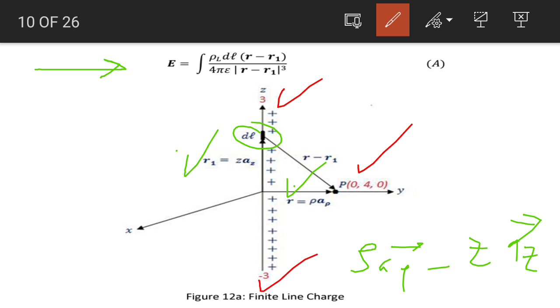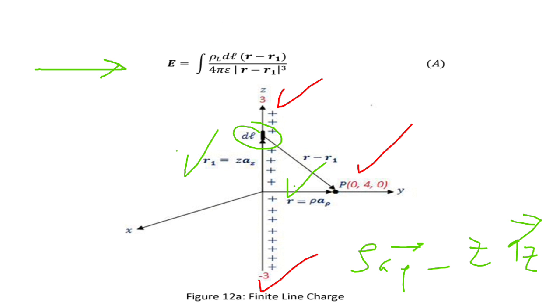In equation number A, we need to know the line charge density of the source, the length of the small portion of the source, the vector extending from the small portion of the source to the point under observation, then the constant, which is 1 over 4 pi epsilon. We shall assume that the line is located in the free space, so 1 over 4 pi epsilon naught will be equal to 9 into 10 raised to power 9, and then the magnitude of the distance vector extending from the source to the point under observation. So let us go for r minus r1 on the next page.